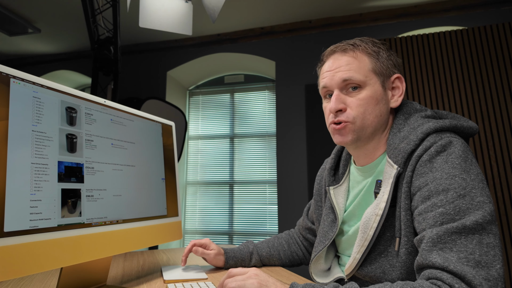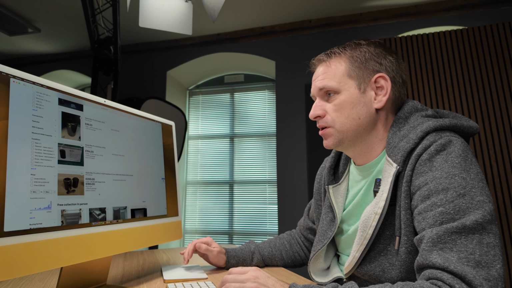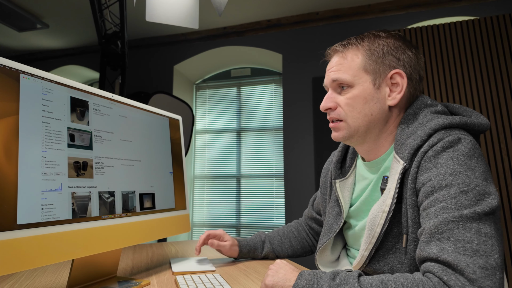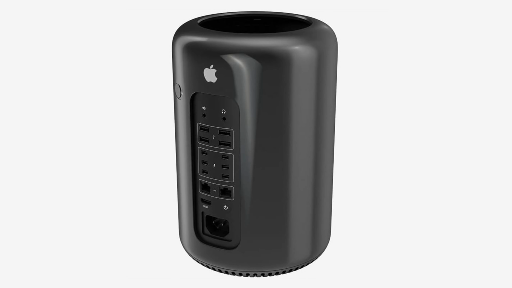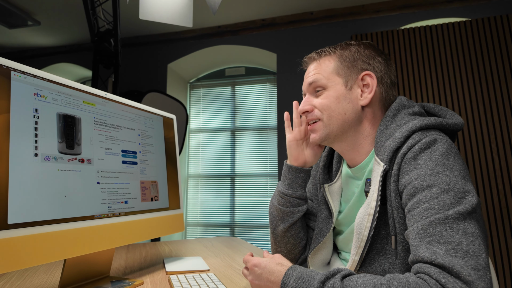You've caught me. I'm shopping for a 2013 Mac Pro. I know. Who in their right mind would be buying a computer that is so hopelessly out of date and so hopelessly flawed? But just look at it. It's fantastic, isn't it? That design, it's iconic. And for some reason, it's got under my skin, and I just want one again.